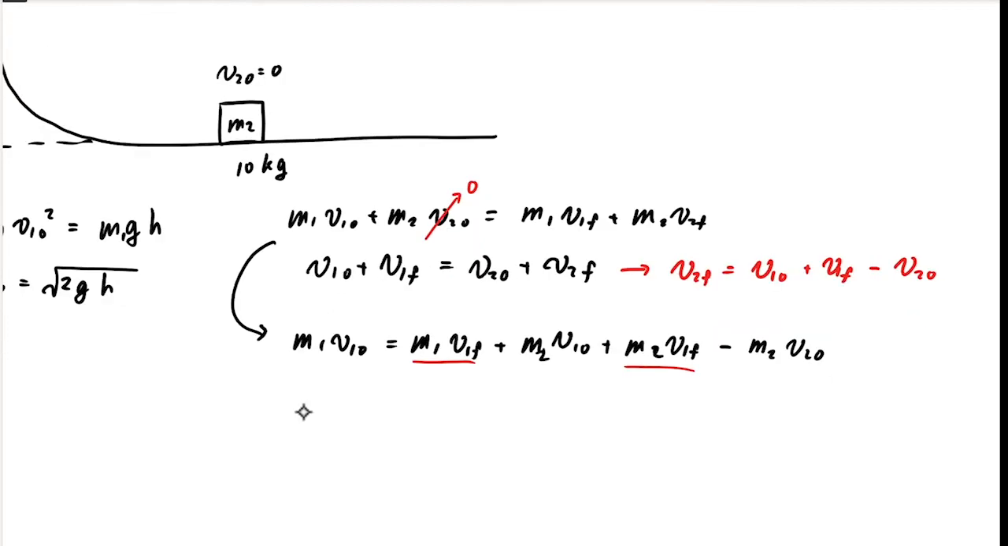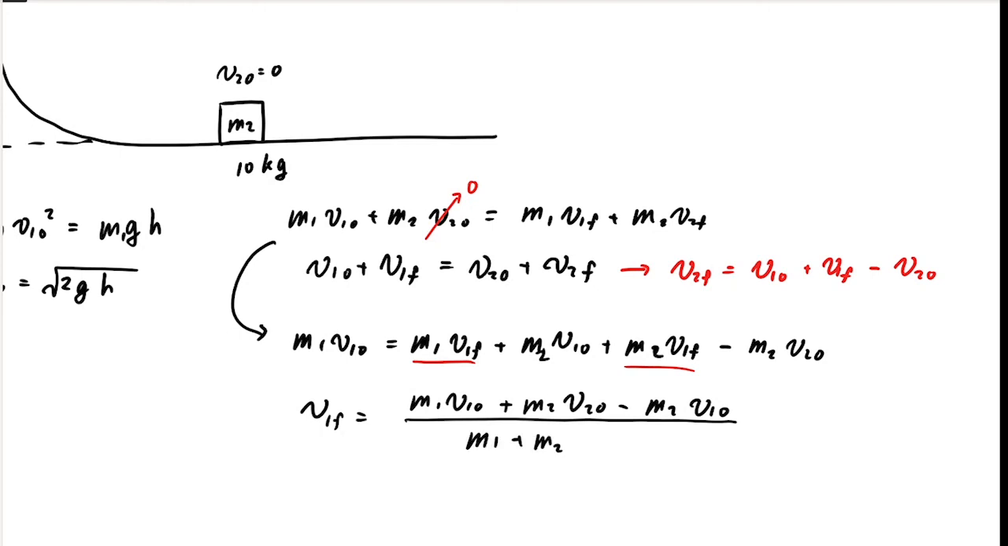So we have V1 final is equal to M1 V1 original plus M2 V2 original minus M2 V1 original, over M1 plus M2. Good. Did I miss anything? I think I got everything.